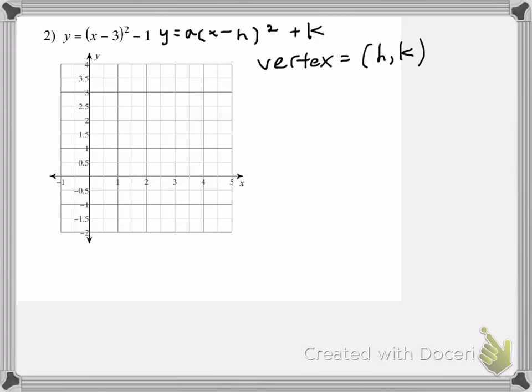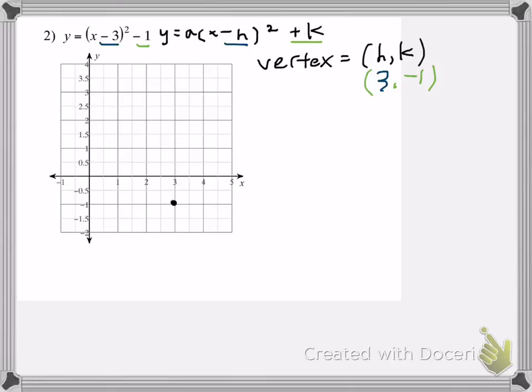And what's h and k in this situation? Well, I see this minus 3 here, and that matches up with this minus h, so h is 3. I see this minus 1 and this plus k. So remember, k just does what it looks like. So when I see minus 1 here, k is going to be minus 1. So my vertex is going to be the point (3, negative 1). So that's right here on my graph.